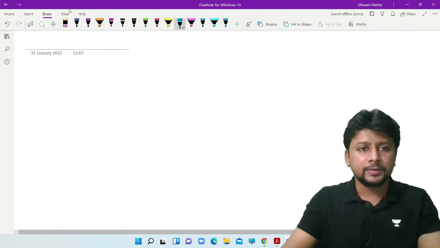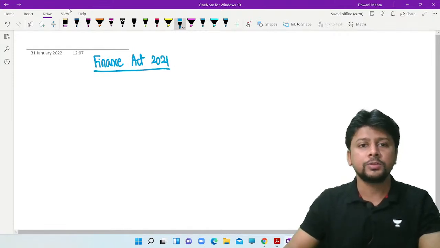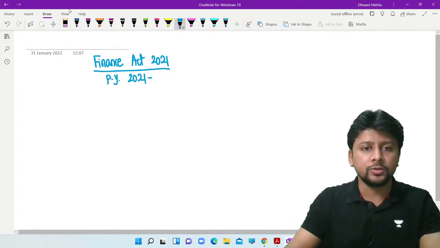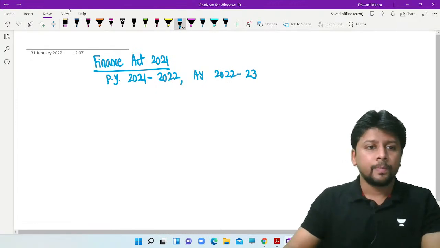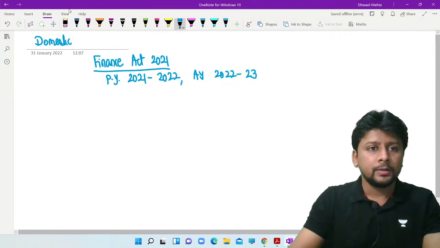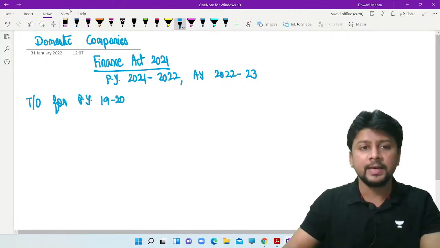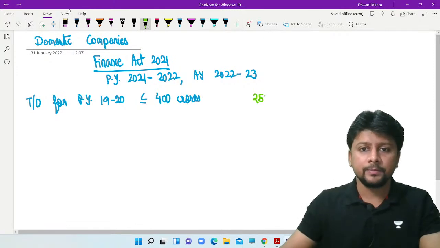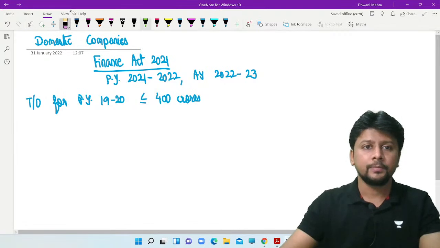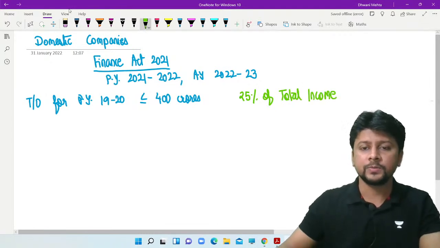So, first of all, let us put down on the screen the rates of tax applicable for a domestic company as per Finance Act 2021. Finance Act 2021 means previous year 21-22, assessment year 22-23. Remember, these are rates of tax that I'm discussing only with reference to domestic companies. If your turnover for previous year 2019-20 was up to 400 crore, then today you will pay income tax at the rate of 25% of the total income computed as per the provisions of the Income Tax Act.